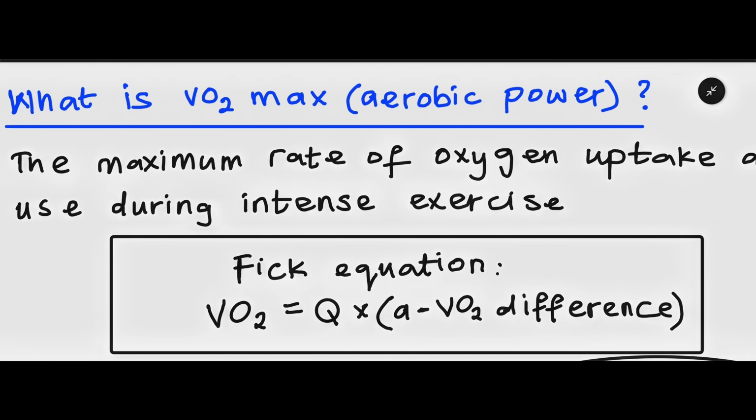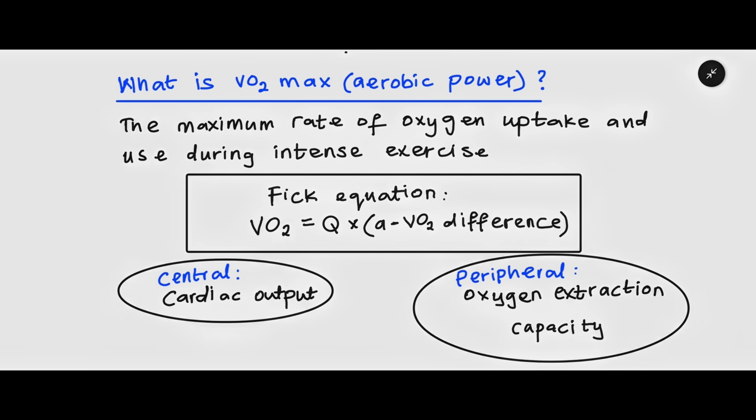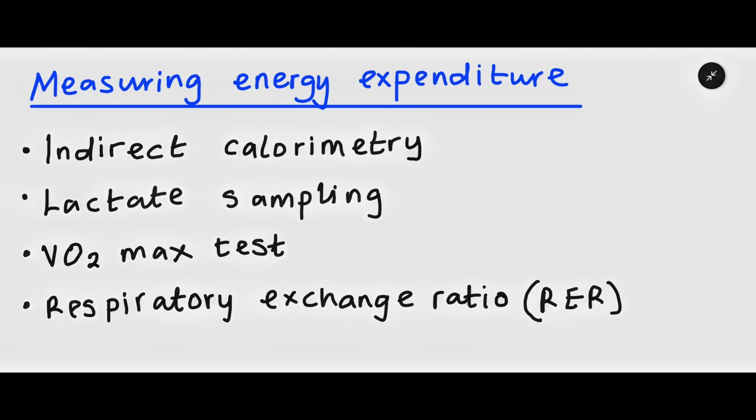The first is indirect calorimetry. Indirect calorimetry estimates energy expenditure by measuring oxygen consumption and carbon dioxide production. Because aerobic metabolism depends heavily on oxygen use, measuring oxygen and carbon dioxide gives insight into how much energy the body is expending.